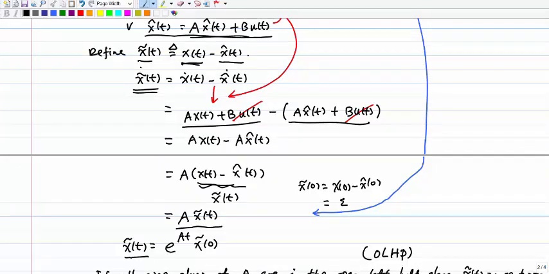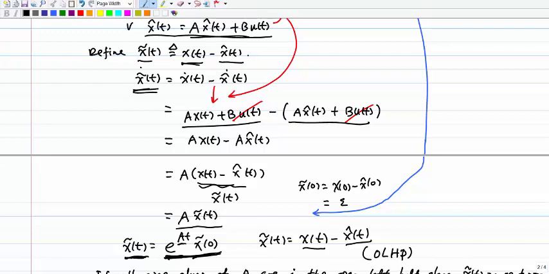If we find the solution to this, x tilde t will be e to the A t times x tilde 0. Remember, x tilde t is x t minus x hat t, the difference between the true state and the estimated state. So this says the error depends on the A matrix and the initial value. The initial error is not zero, and if A is not stable, this error will never go to zero.